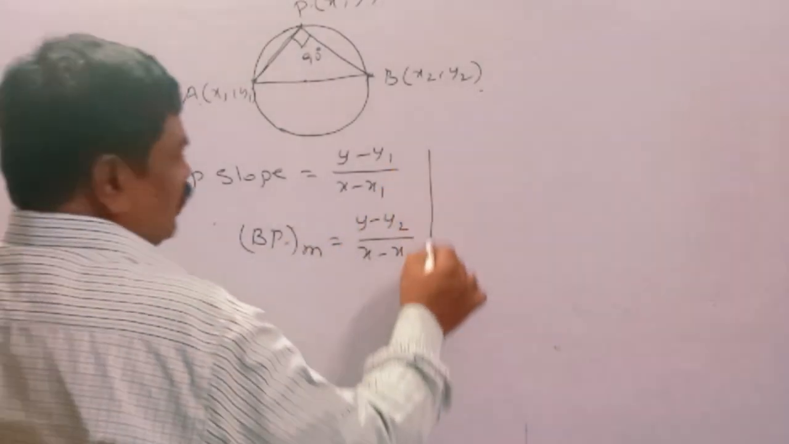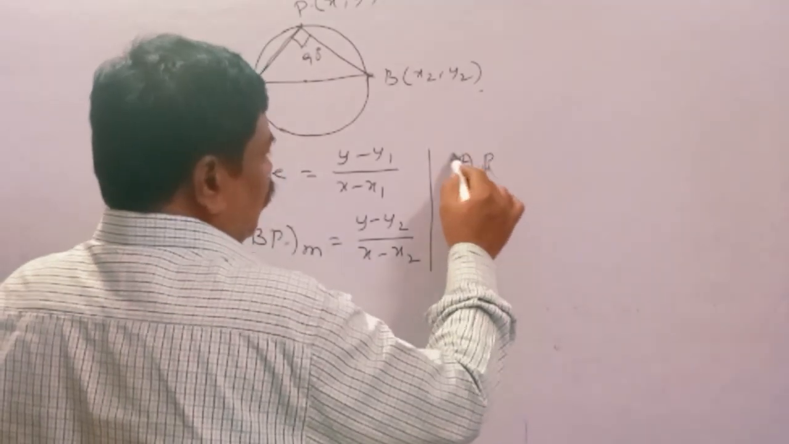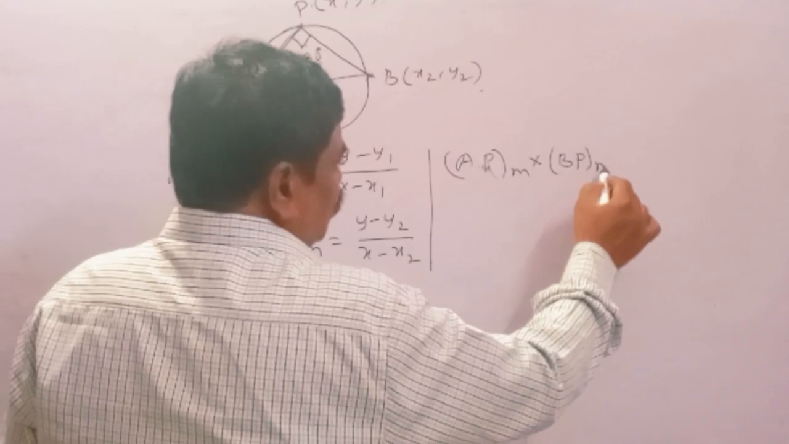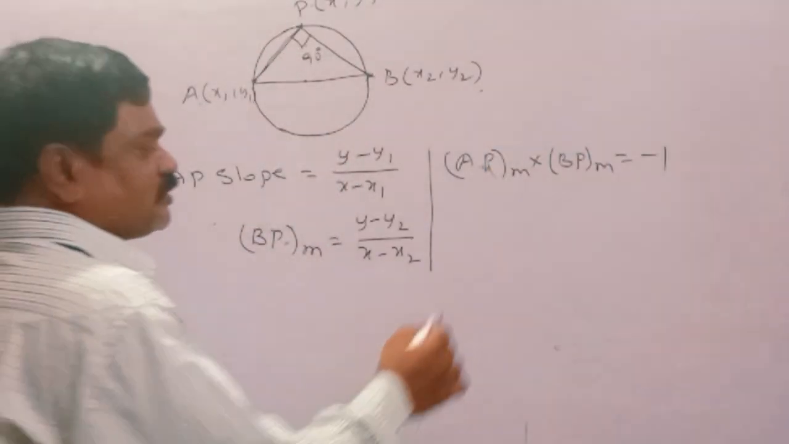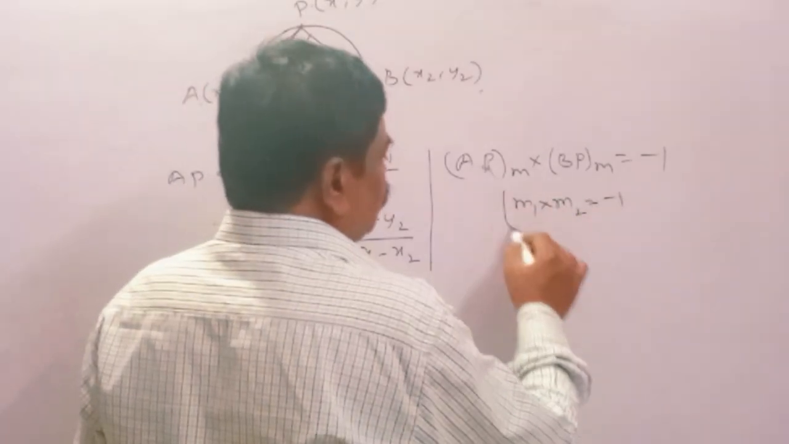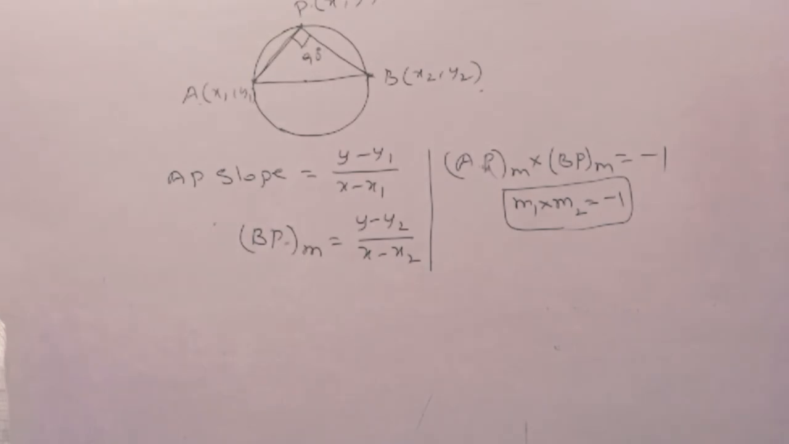So AP slope into BP slope, these two are perpendicular to each other. That means m1 into m2 is equal to minus 1. We know this one from straight line.